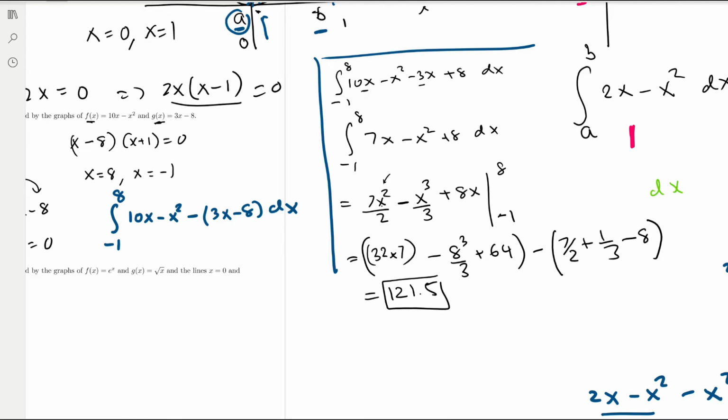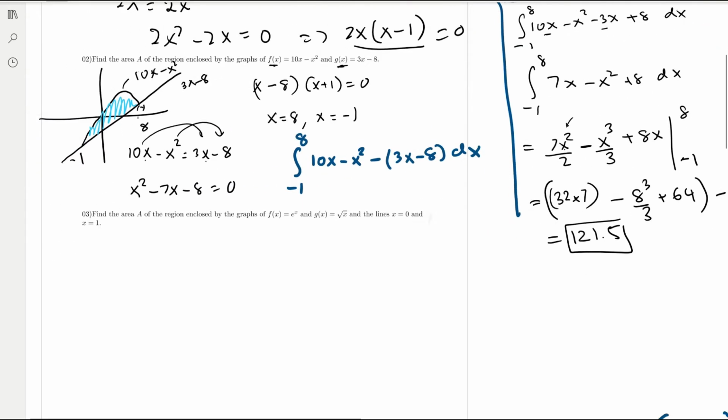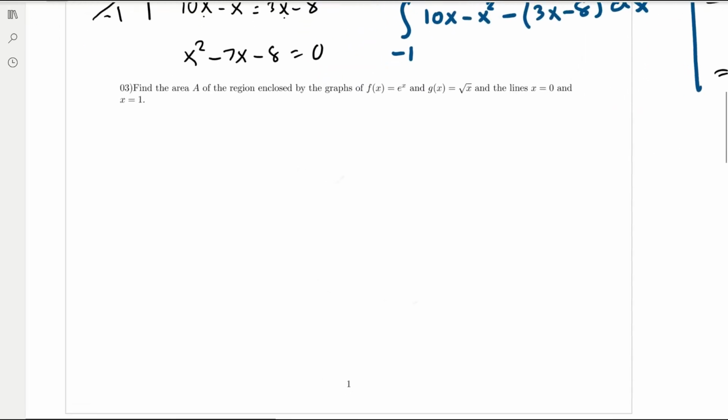That's the answer. I'm not going to show you the simplification, but I'm going to show you the answer so you can check it by yourself. So this is what I get. Okay, right, so that's one example. Let me do another example.